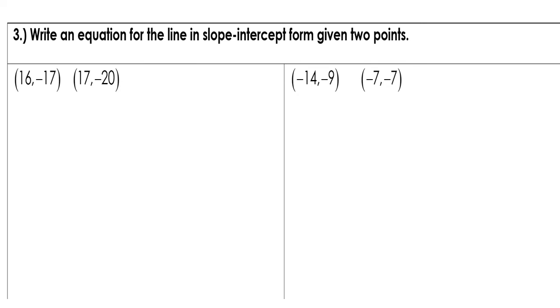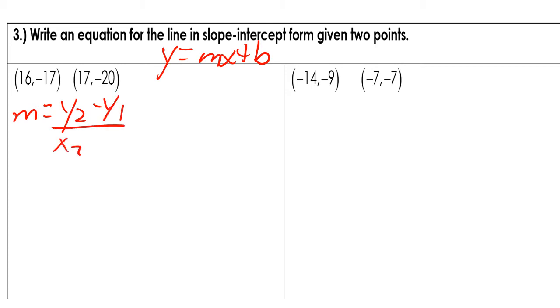What if we have 2 points, but we don't know the slope or the y-intercept? Well, we can figure them out. Again, I'm going to start by writing y equals mx plus b. And this time we're going to have to use the slope formula. m equals y2 minus y1 over x2 minus x1. x1, y1, x2, y2.